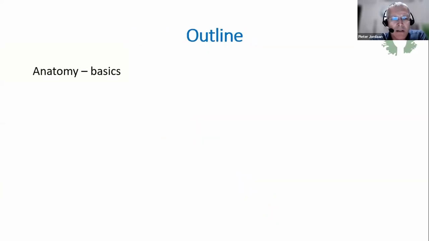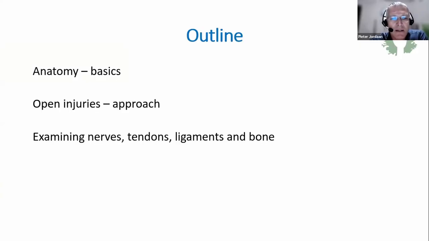So just in terms of the outline, I'm going to cover a few basics of anatomy. I'm going to tell you about the approach to open injuries, and then I'll tell you how I examine nerves, tendons, ligaments, and bones, so basically fractures. If I've got time, I'll cover sepsis, just also very briefly, and then hopefully we can do a few tips and tricks regarding general approach to hands.